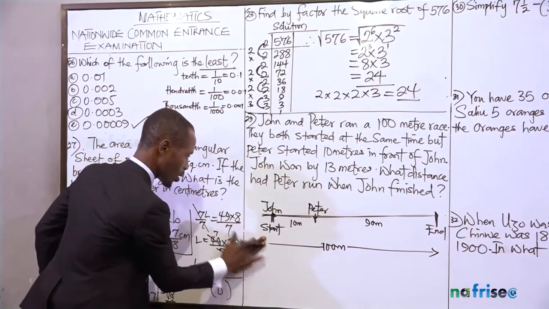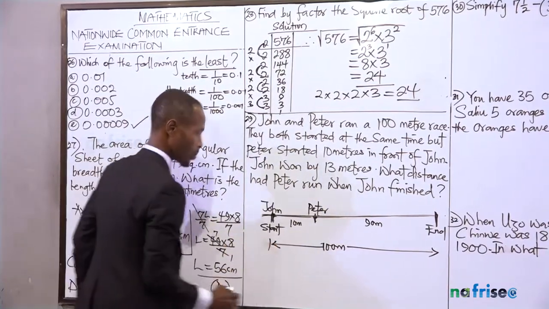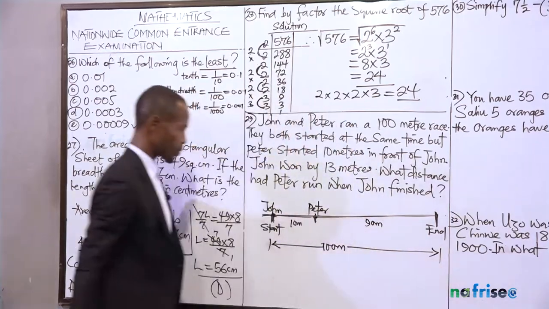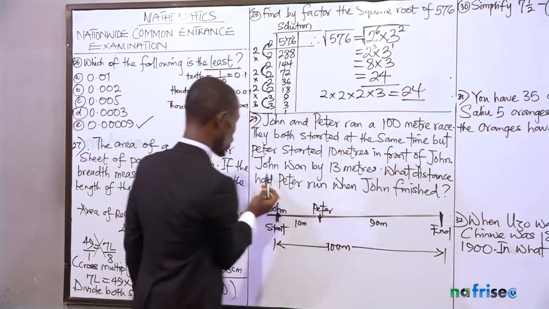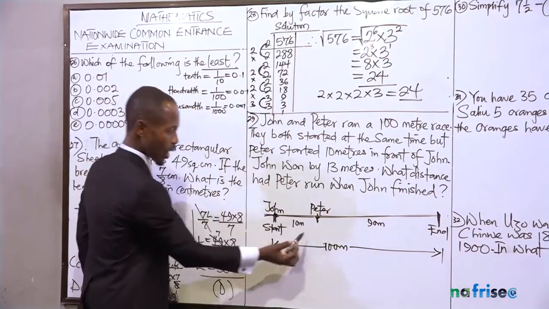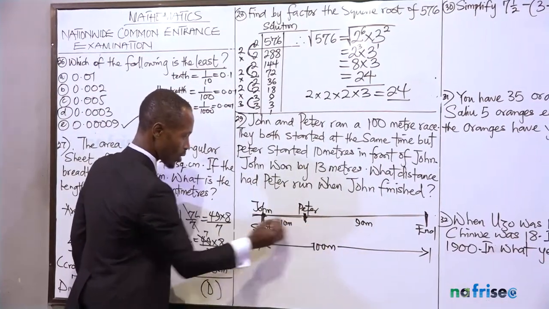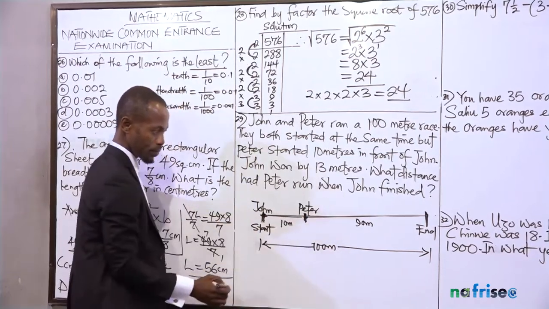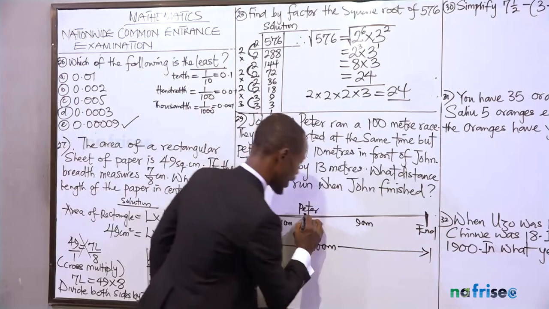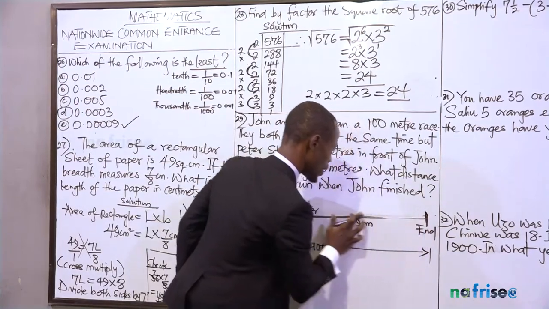From here, this is where they start from. This is where they end. Now, then I said Peter started 10 meters in front of John. Now Peter is 10 meters ahead. So that means between John and Peter, that's 10 meters. And that means you have about 90 meters left to the end of the race.